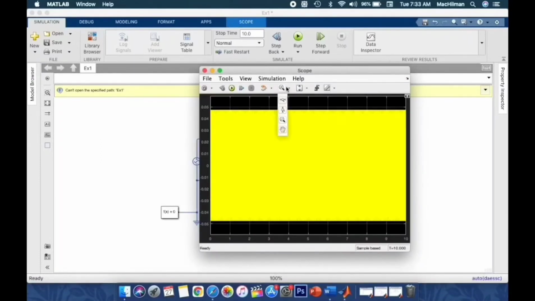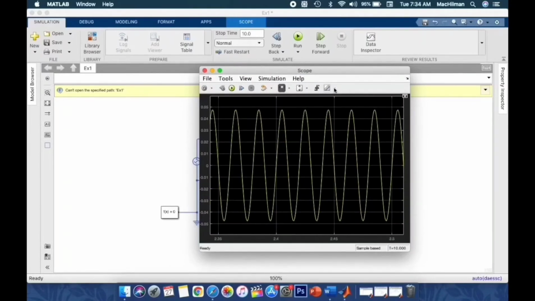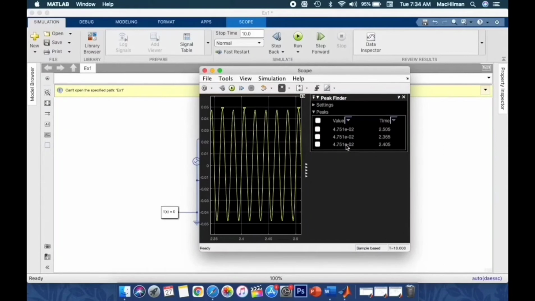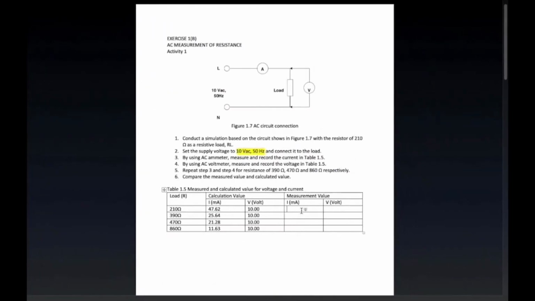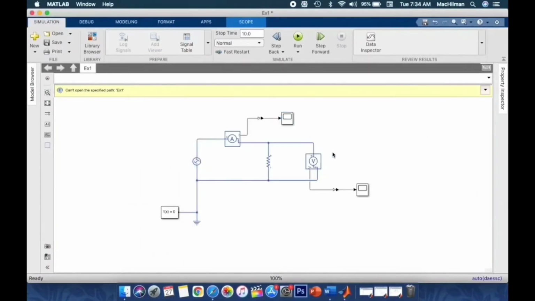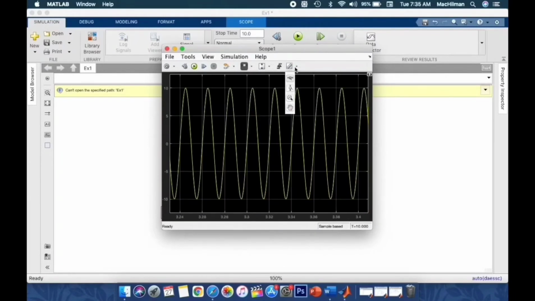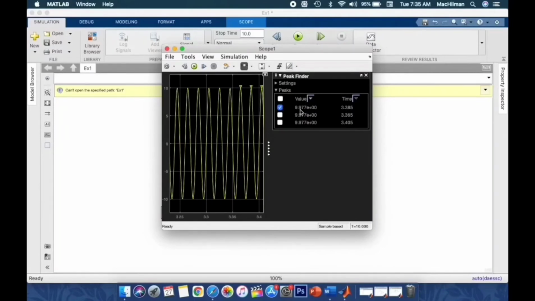Here is the result. We get 47.51 milliampere. Now let's measure our voltage. Here is our voltage wave and we got 10 volt.